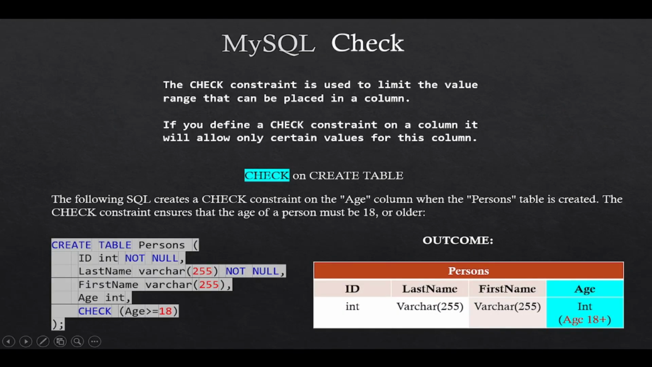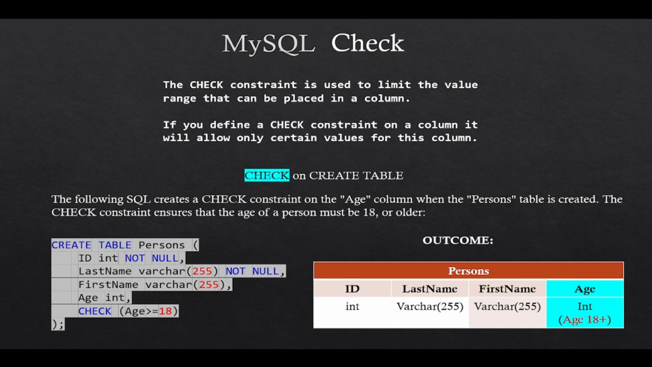So good day everyone, I'm Rachel Langeras. I'm going to discuss the MySQL CHECK constraint. The CHECK constraint is used to limit the value range that can be placed in a column. If you define a CHECK constraint on a column, it will allow only certain values for this column.